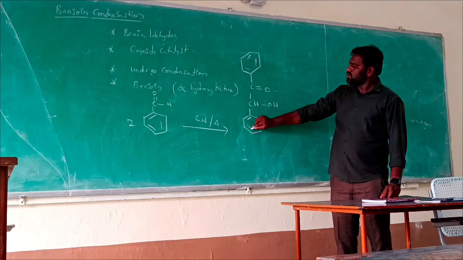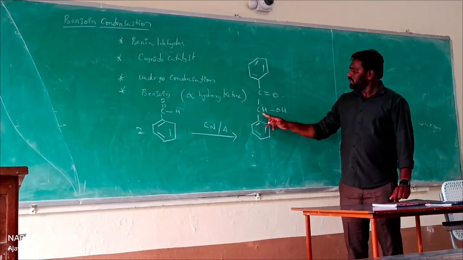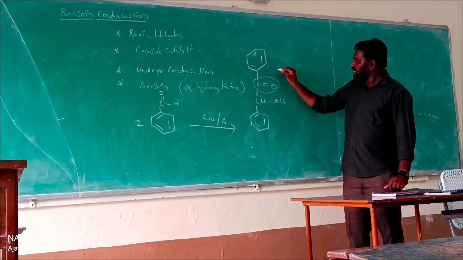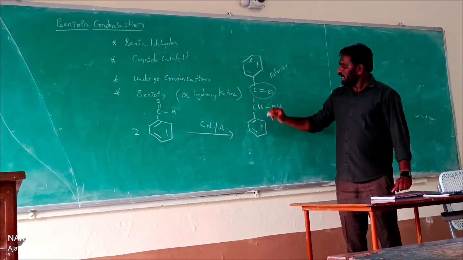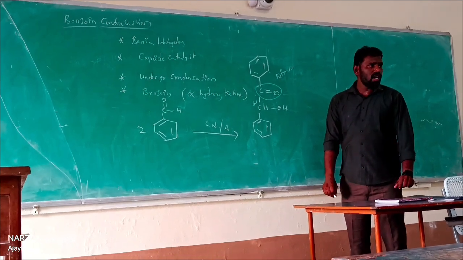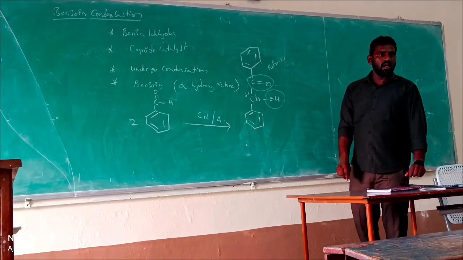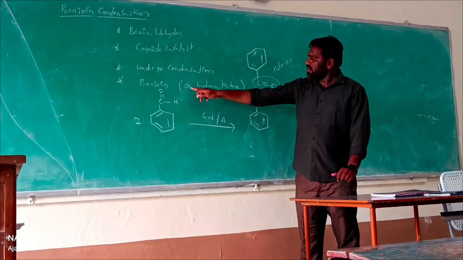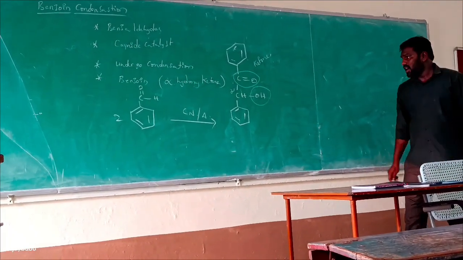So two molecules of benzaldehyde combine together and form benzoin. Here the functional group is C double bond O, the ketone. The immediate carbon is known as the alpha carbon, and this alpha carbon has a hydroxy substituent. Hence the product is named alpha hydroxy ketone. Now the mechanism of the reaction.